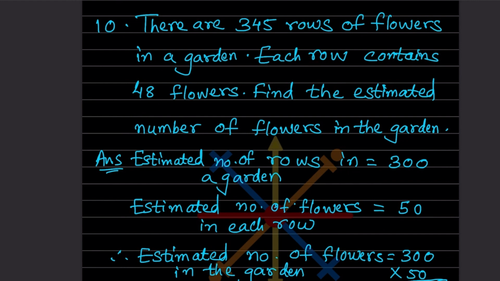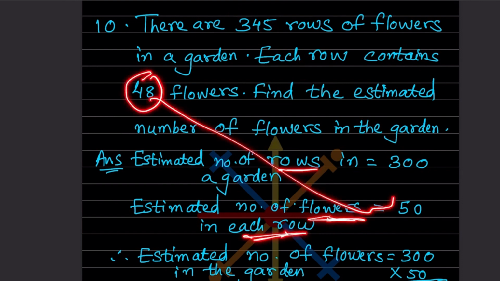So first thing we have, estimate the number of rows in a garden. This is given as 345. You have to round it, so it comes out to be 300. Then they said estimate the number of flowers in each row. That is given as 48. When you round it, it comes to be 50.